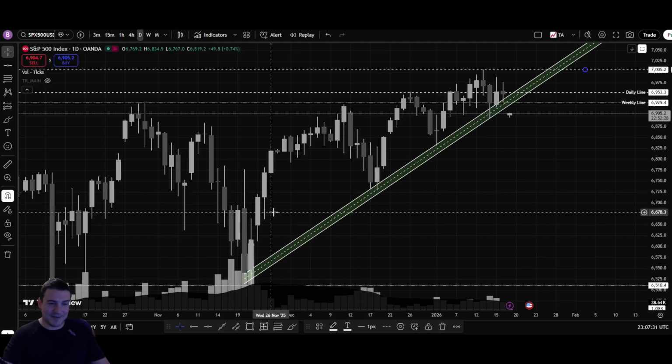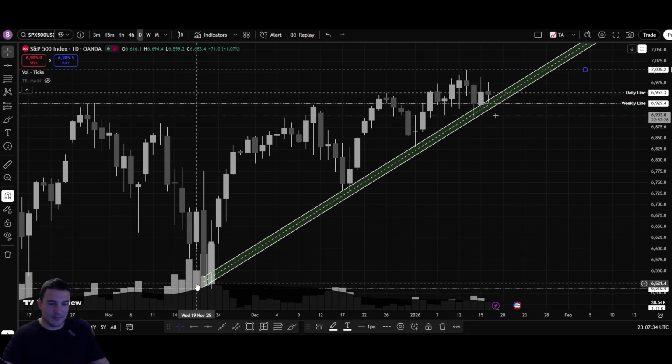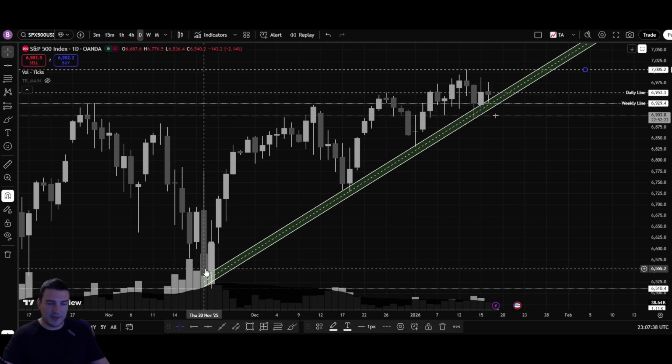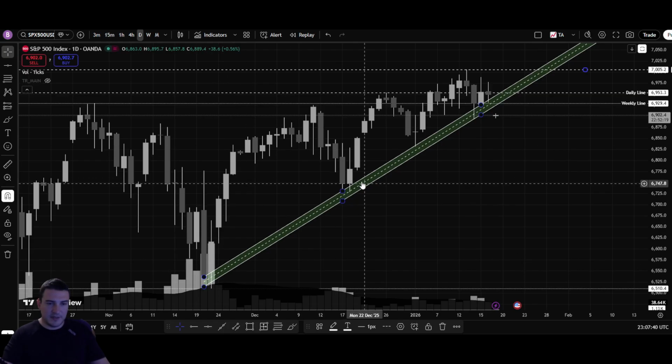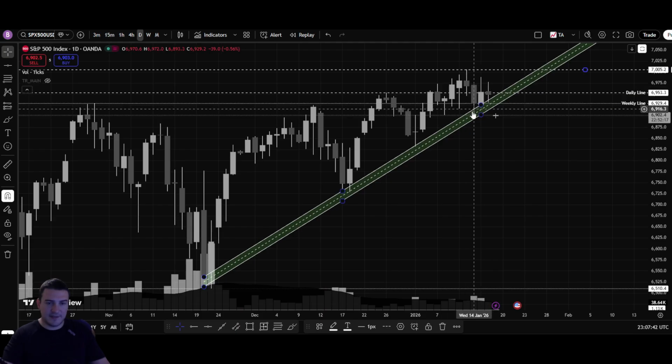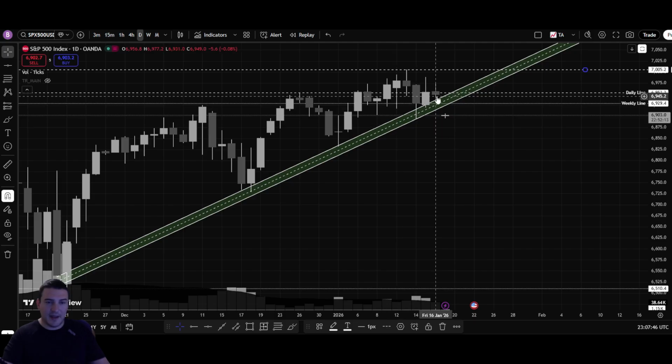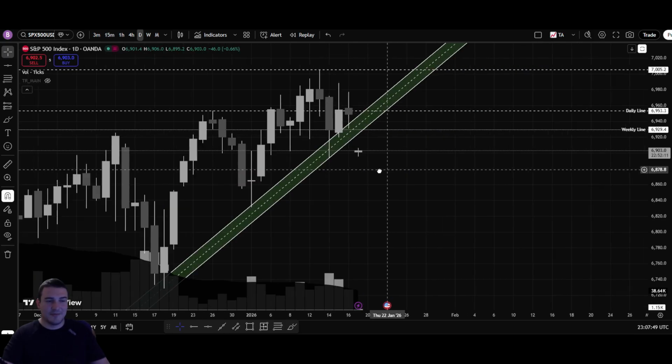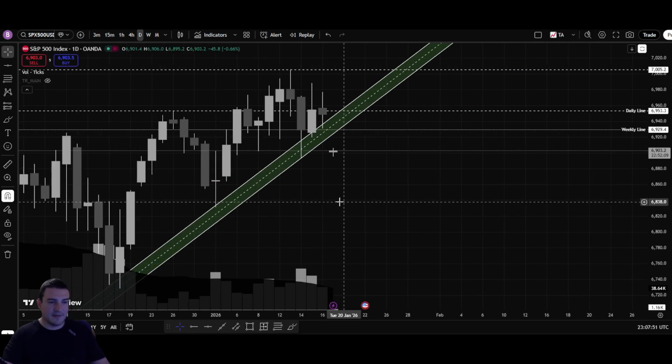Look at this. This is beautiful, and it's live because futures just opened. So this line was being respected since November 20th. 1, 2, 3, 4 touches, 5, 6, you could argue 7 touches. And this is what they like to do. Well, when I say they, I mean market makers.